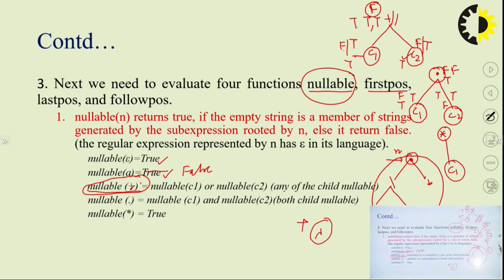Now the Kleene closure by itself generates lambda. If I write A star, the first member is the empty string, lambda. So the Kleene closure is nullable by default.